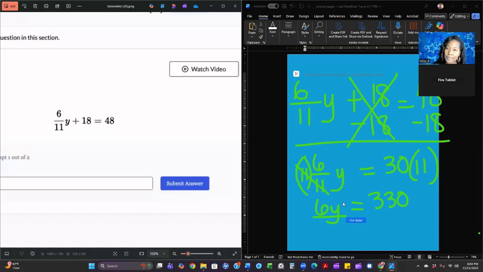Final step. This 6y means 6 times some number equals 330. So the opposite of multiplying by 6 is dividing by 6, and that's how I'm going to undo it. 6 divided by 6 is 1, and 1 times y is simply y. So now I'm going to do 330 divided by 6, and I get an answer of 55, and that's our answer. y is equal to 55.